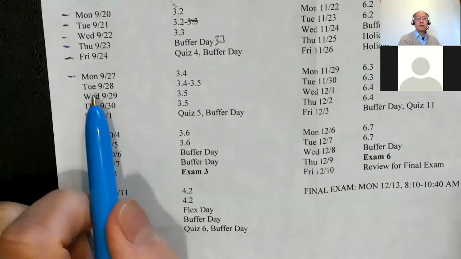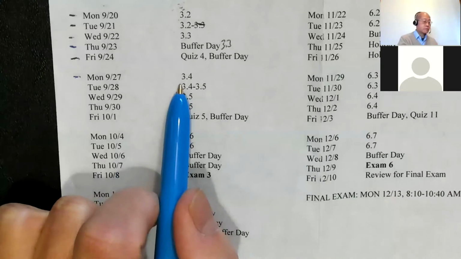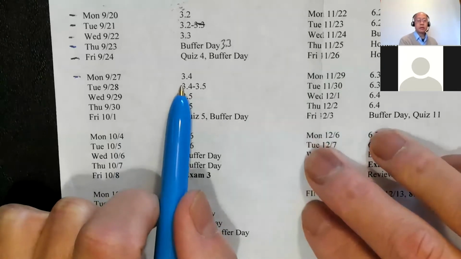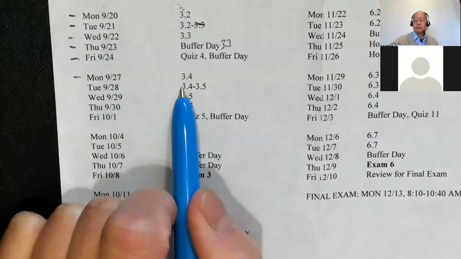Right, so we're at section 3.4, which is on rational expressions, and it's a pretty tough subject, no question about it. So we'll see what we can do about it.